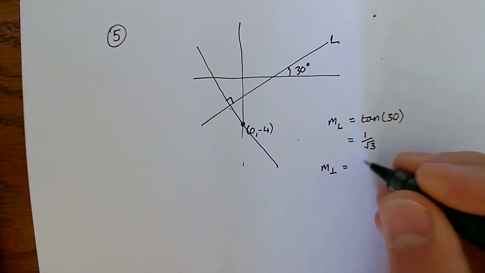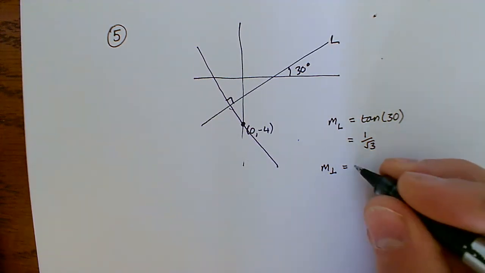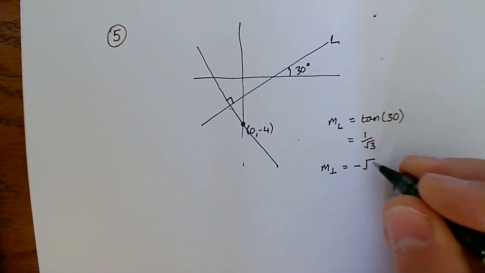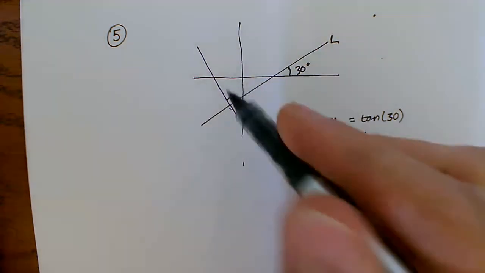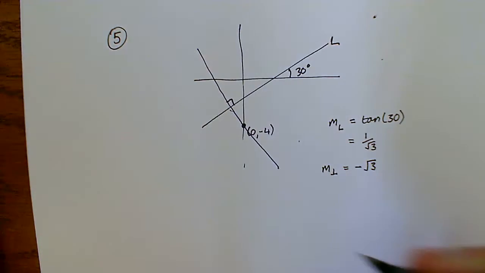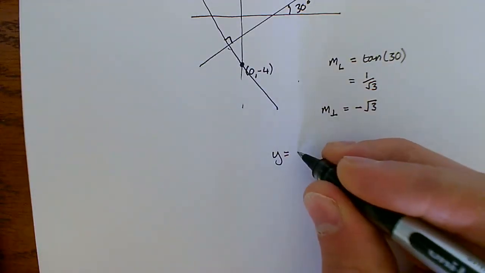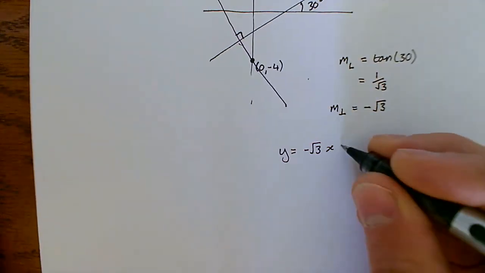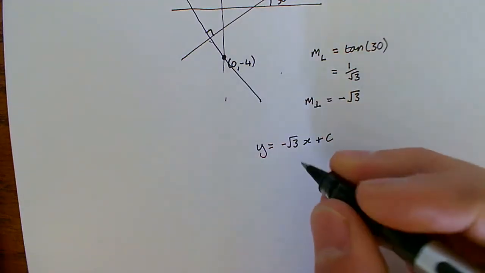Perpendicular to 1 over root 3, well, this is positive, so the perpendicular will be negative. That's 1 over root 3, flip it upside down, we get root 3. So minus root 3 is our gradient of this perpendicular line here. Now we can use what we know about lines. We can use y equals minus root 3 x, so putting our gradient into y = mx + c. And now we can put in the point (0, -4).